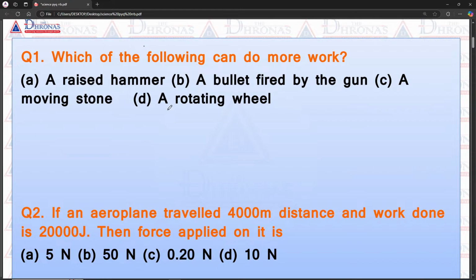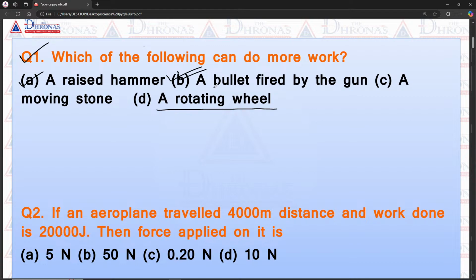Which of the following can do more work? That means कि इनमें से कौन से ऑप्शन में आपको ज्यादा लग रहा है वर्क? Option A is a raised hammer. Option B, a bullet fired by the gun, C, a moving stone, and D, a rotating wheel. So, among these options, B, a bullet fired by the gun.